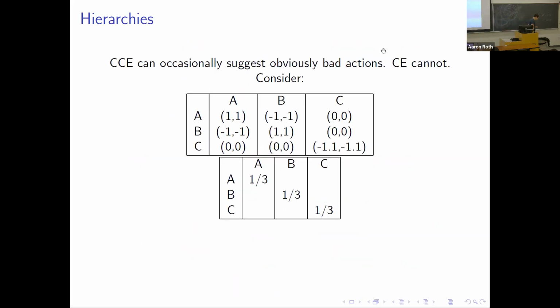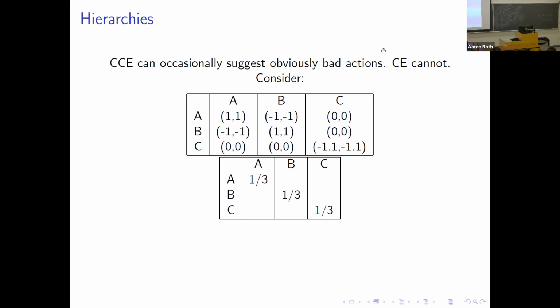Okay, so another difference between correlated equilibria and coarse correlated equilibria. Coarse correlated equilibria can occasionally suggest things that are just on their face a bad idea, so long as it doesn't do it too frequently and the benefits that you get from correlation elsewhere are enough to counterweigh these occasional, obviously bad suggestions. Whereas correlated equilibria can't do that. Correlated equilibria can only make suggestions that are good suggestions given what you know.